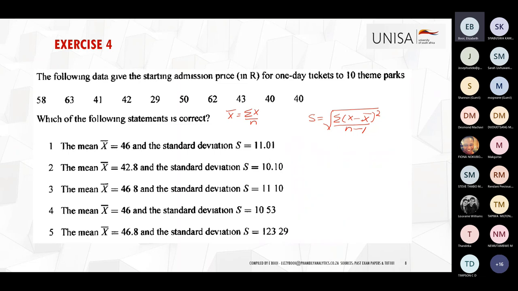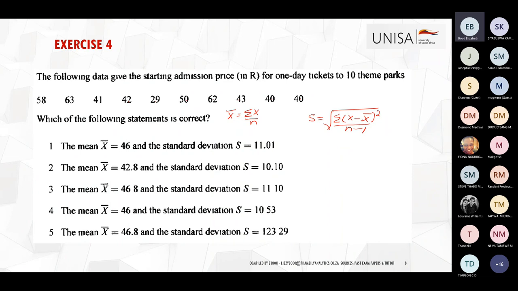So it means for the mean, you will add all of them up and divide by how many they are. They are 1, 2, 3, 4, 5, 6, 7, 8, 9, 10. There are 10. So you will add 58 plus 63 up until you get to plus 40 and divide by 10, and that will give you the mean.